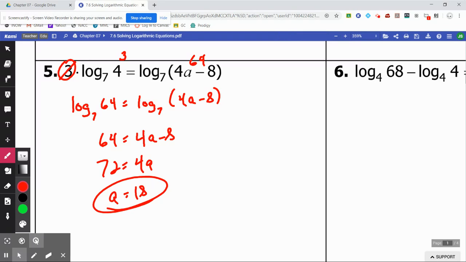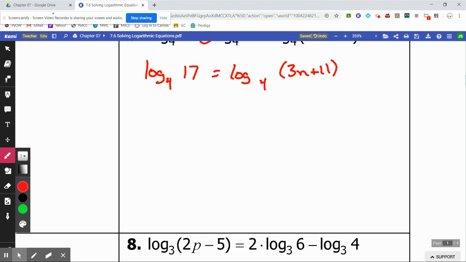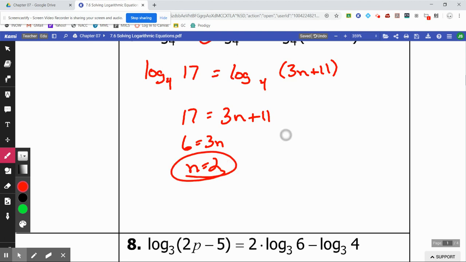Okay, number 6. Again, condense your logarithms to do a log minus log. You're going to write that as log base 4 of 68 over 4, which we know that 68 divided by 4, if you want to just go ahead and divide that, is 17, equals log base 4 of 3n plus 11. Log equals log, 17 equals 3n plus 11. Again, you can just cancel your logs out. Subtract the 11 gives you 6 is equal to 3n, so n would have to be 2.